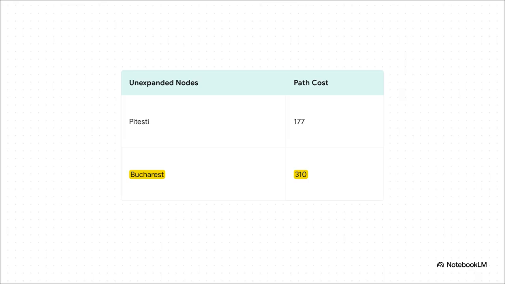So next up, we expand Făgăraș. And what do you know? From Făgăraș, there's a direct route to our destination, Bucharest. The cost of that leg is 211. So let's add it up. 99 to get to Făgăraș, plus 211 to get to Bucharest, that's a grand total of 310. Awesome! We found a path to the goal.